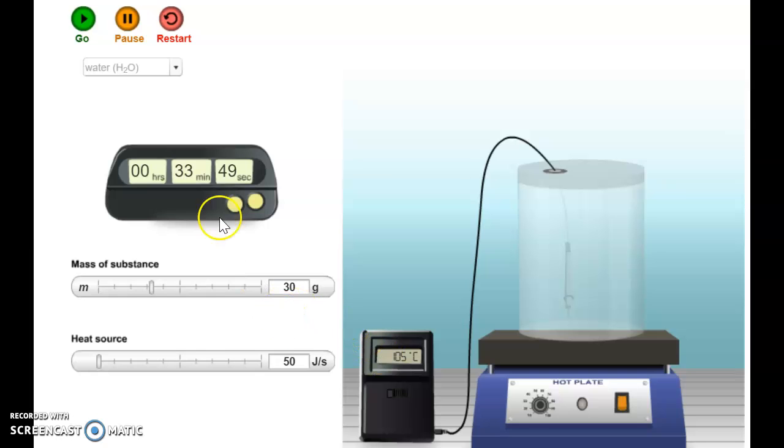For table 2, we're going to restart here. Still select water. We still want the mass to be at 30 grams. That variable stays the same, but we're going to change our heat source. We're going to bump it up to 100 this time. So we see our initial 0 minutes is at negative 100 degrees Celsius still. So let's see when the ice starts to melt.